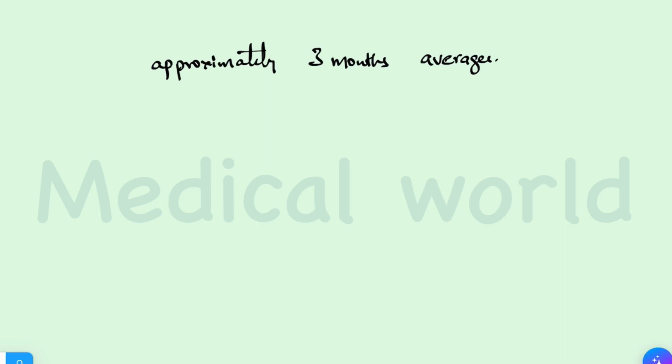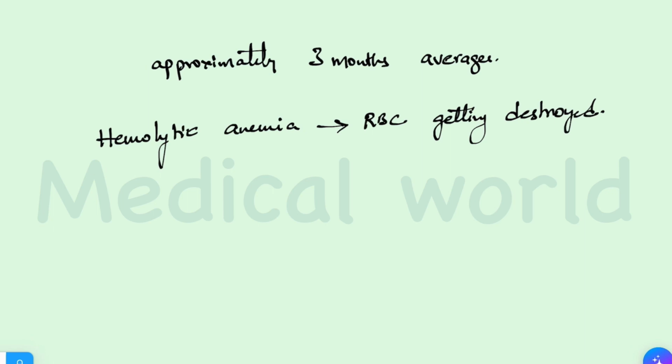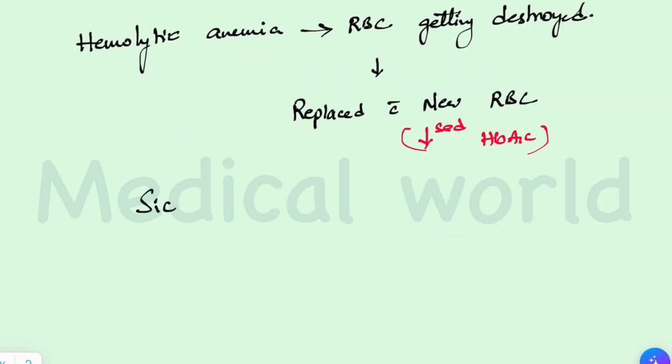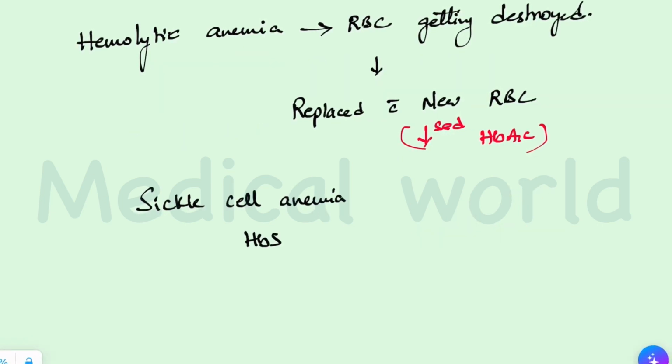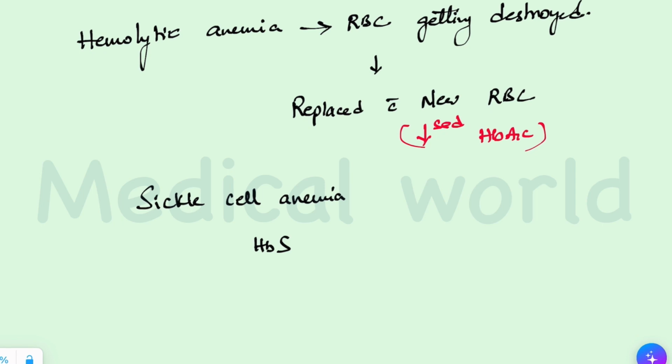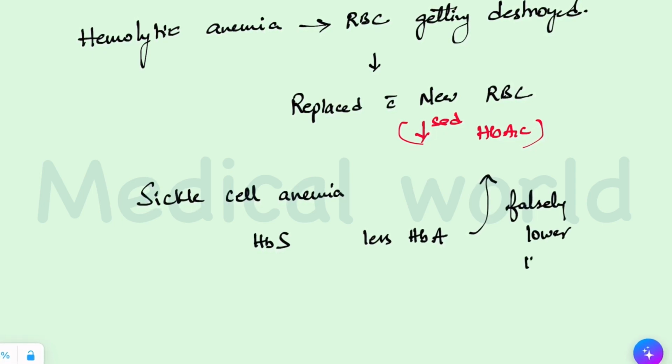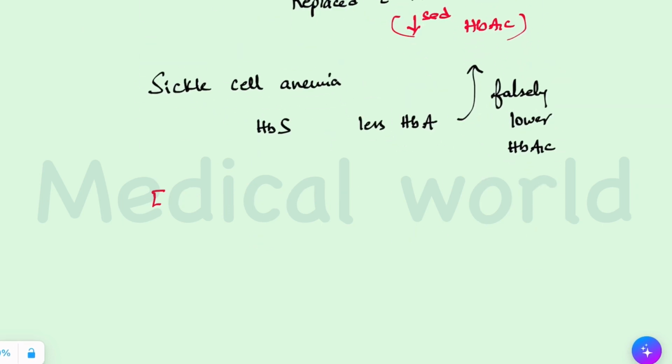Here are some specific cases, like hemolytic anemia, in which RBCs are getting destroyed at a faster rate. So they are replaced by new RBC by the bone marrow. As new RBCs are not exposed to glucose that much, these new cells will have lesser HbA1c. So falsely low HbA1c levels will be there. Similarly, in sickle cell anemia also, there will be both HbS and HbA, but hemoglobin A will be in less quantity. So falsely lower HbA1c levels can be seen there too.